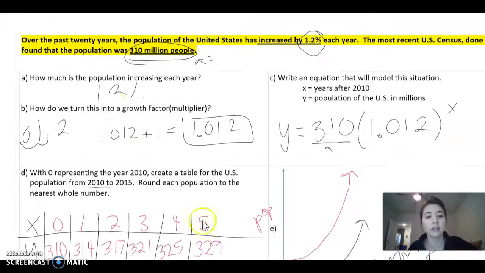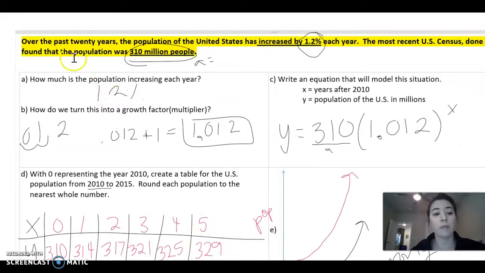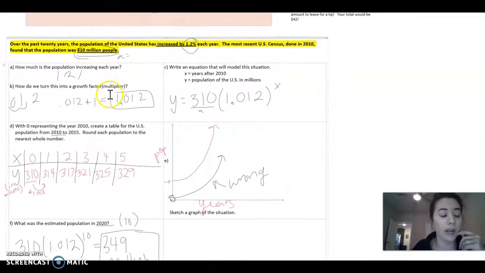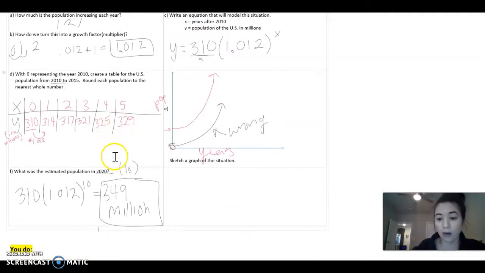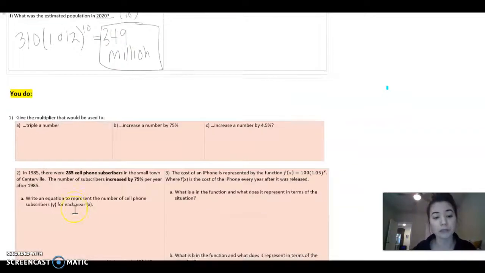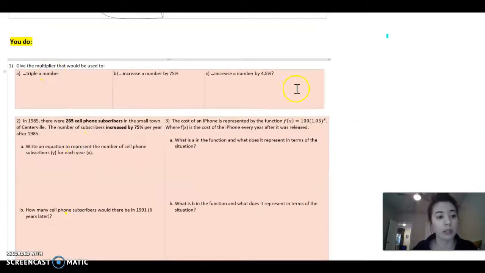Key things, again, to get our multiplier, we take our percentage, move that decimal place twice to the left, and add it to 1. To figure out what you would have after so many days, years, or hours, we take that number, plug it in for x, exponents first.